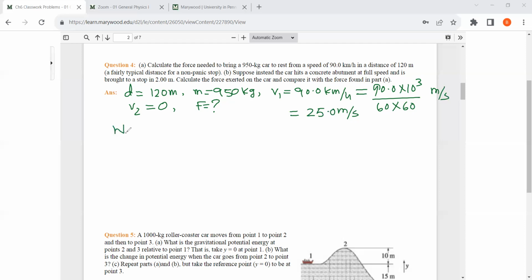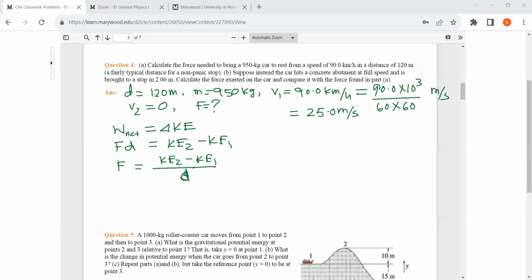The work-kinetic energy principle tells us that W net is equal to the change in kinetic energy, and the change in kinetic energy is kinetic energy final minus kinetic energy initial, and W net is F times D, right? So we have to calculate F. So F is equal to kinetic energy 2 minus kinetic energy 1 divided by D.